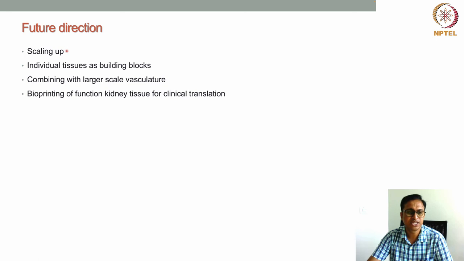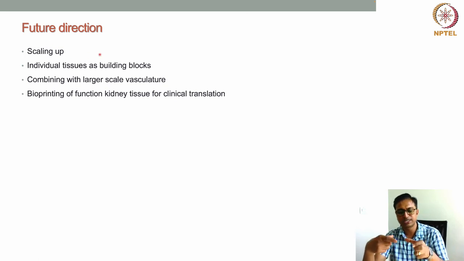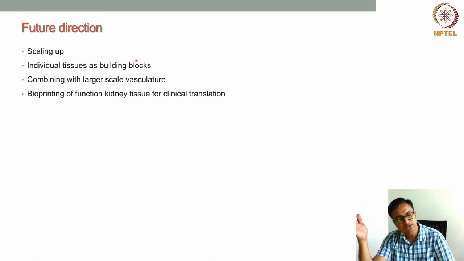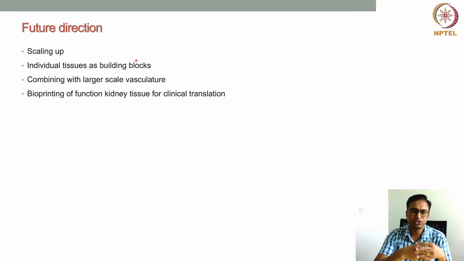Scaling up is a major challenge for all these things, because most of these works are either in a microfluidic chip or at a small, micro scale. To scale up and produce a whole kidney is a humongous effort, a humongous challenge. But these can be used as building blocks, using the concept of mini tissues as we have discussed earlier. If we can develop these building blocks and connect them together, then we can come up with a fully functional kidney tissue. We have not reached there, but slowly we are progressing in that direction.